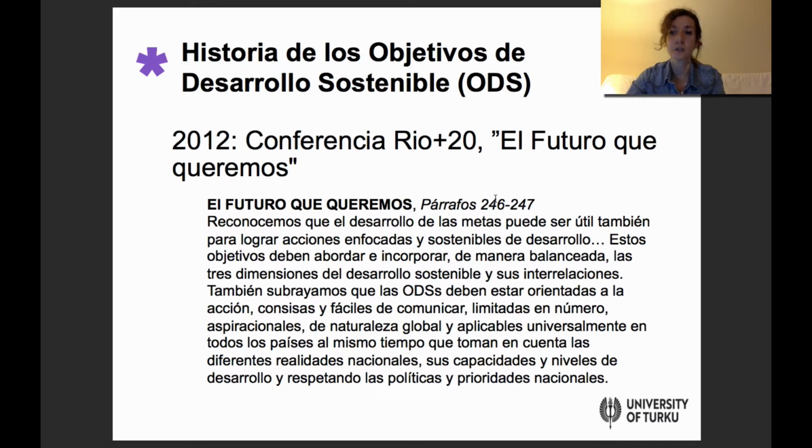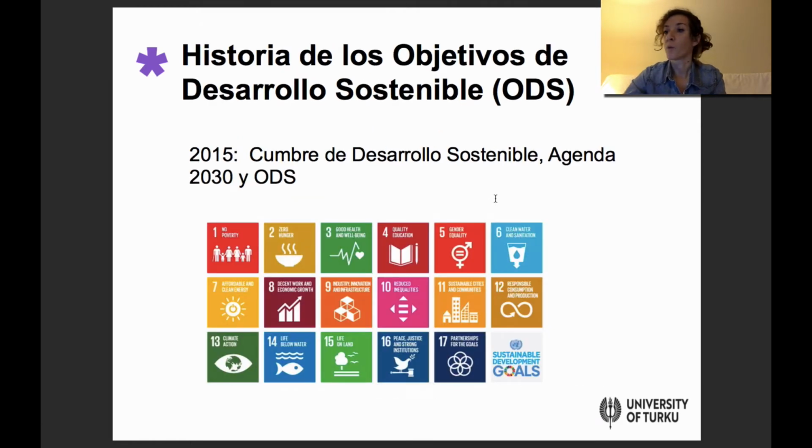Two years later, in 2012, there was this conference, Rio Plus 20, called The Future We Want. Among the different documents that came out from this conference were declarations dealing with the necessity and the need to develop specific goals to pursue a coherent action on sustainable development. From there, in 2015 was the Sustainable Development Summit. During that summit, the member states of the United Nations adopted the Agenda 2030. Maybe you have heard of Agenda 2030. And part of the Agenda 2030 was also to have the Sustainable Development Goals.